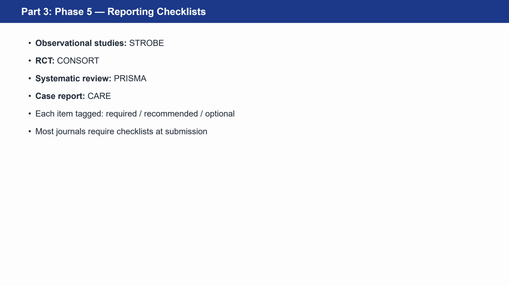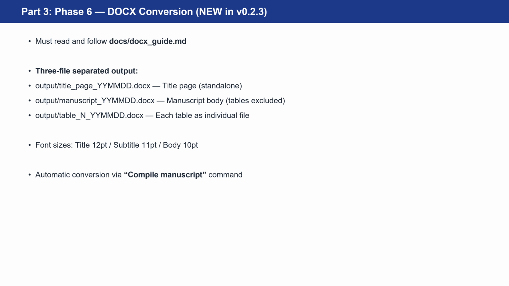We complete the reporting guideline checklist matching the study type. STROBE for observational studies, CONSORT for RCTs, PRISMA for systematic reviews, CARE for case reports. Each item is tagged as required, recommended, or optional for easy prioritization. Many journals now require these checklists at submission. This is a new step added in version 0.2.3.